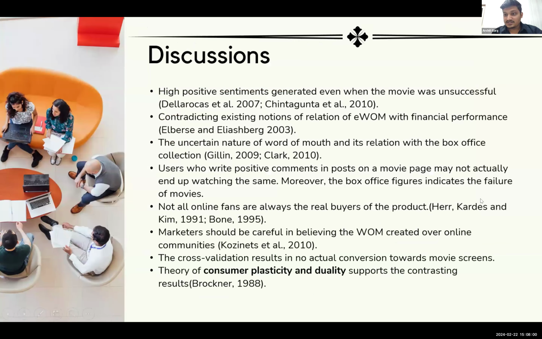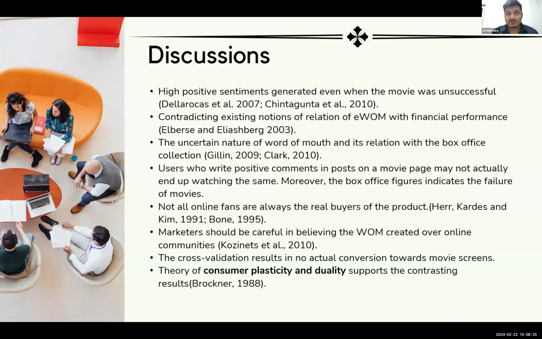Coming down to discussions. There was high positive sentiment generated, and even then the movie was unsuccessful. So a lot of buzz was going on, but they didn't actually watch the movie. This contradicts existing notions of the relation of electronic word of mouth with financial performance. The movie actually flopped, but a lot of hype was created before.